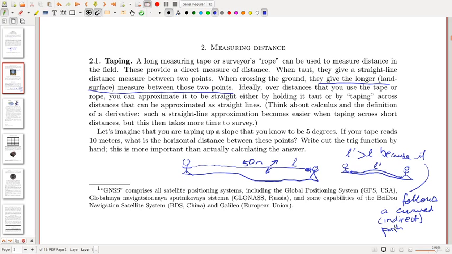And so let's just imagine, for example, that you're taping up a slope that you know to be 5 degrees. So if you've read a tape that's 10 meters, what's the horizontal distance between these points? And you can do that just fine if you're just dealing with a straight slope like this, that's no problem. You can just figure this out with trig. But if this is a 5-degree slope, but also bumpy, then that's going to be a little bit more difficult, right? Because you're not going to get a nice straight line distance.